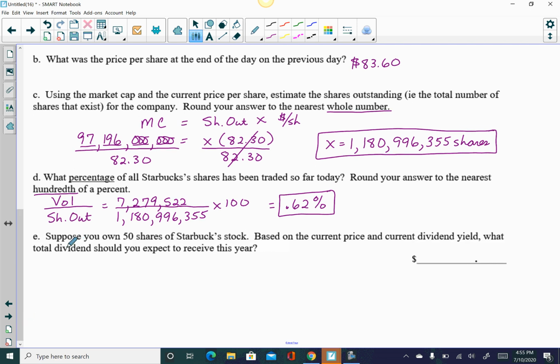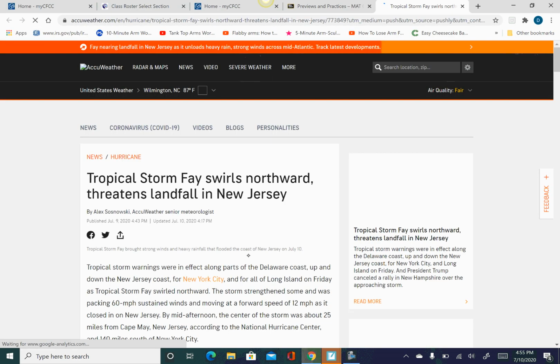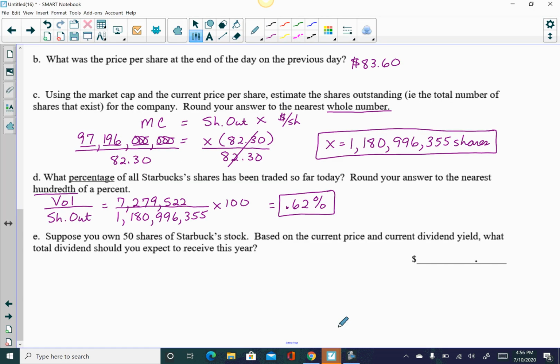All right, now in part E, it says, suppose you own 50 shares of Starbucks stock. Based on the current price and the current dividend yield, what total dividend would you expect to receive this year? First thing we need to figure out is, what is your stock worth? You've got 50 shares, so the value of your stocks would be equal to the number of shares that you own times the current price per share. If you multiply shares times price per share, that gives you the total amount of your value. So you own 50 shares times the current price per share of $82.30. If you were to cash it in, it would be worth $4,115.